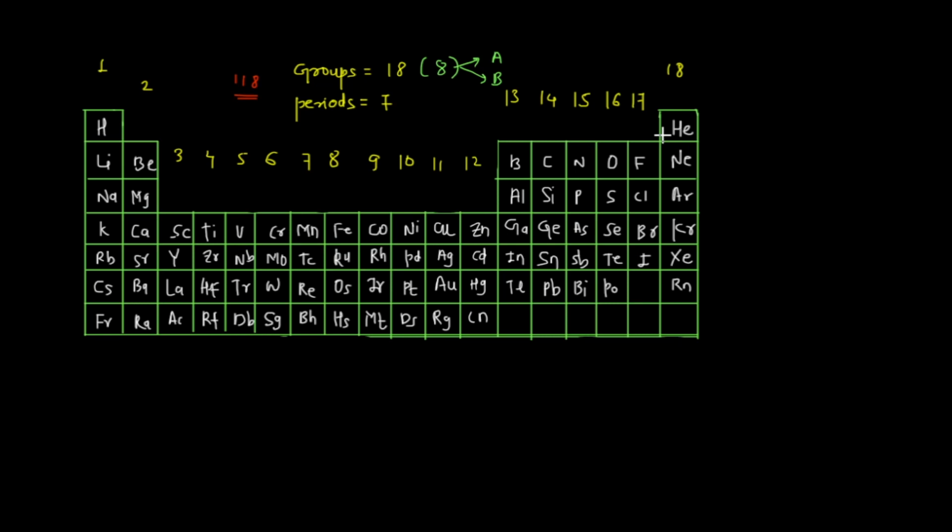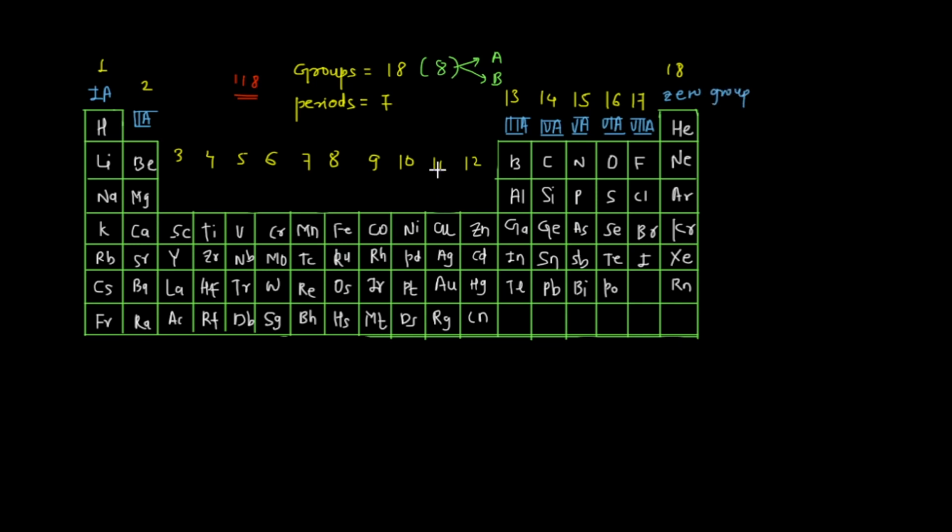Now in Roman numerals, the first group is called first A. This is the first A, this is second A, this is third A, this is fourth A, fifth A, sixth A and seventh A. And this 18th group is called the zero group.